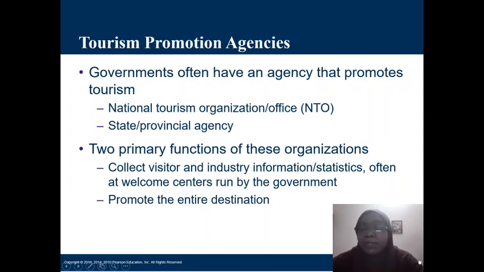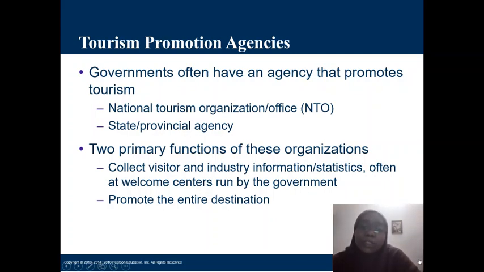There are two main primary functions of these organizations, at the federal government level and at the state level. They collect visitor and industry information as well as statistics. I mentioned earlier, they collect information. Most times, when you visit tourist attractions, you fill out forms or maybe on the website, you provide certain personal information. All these are also used by the government or researchers.